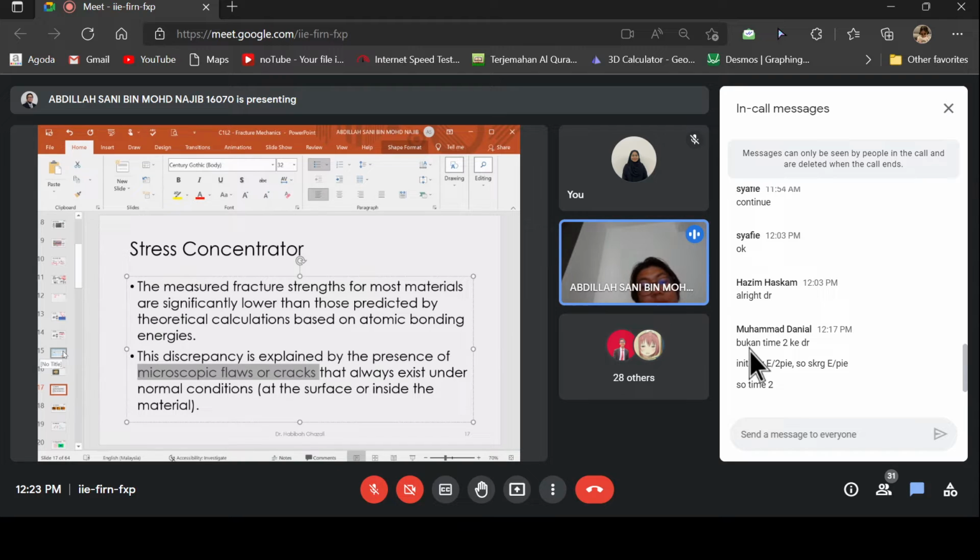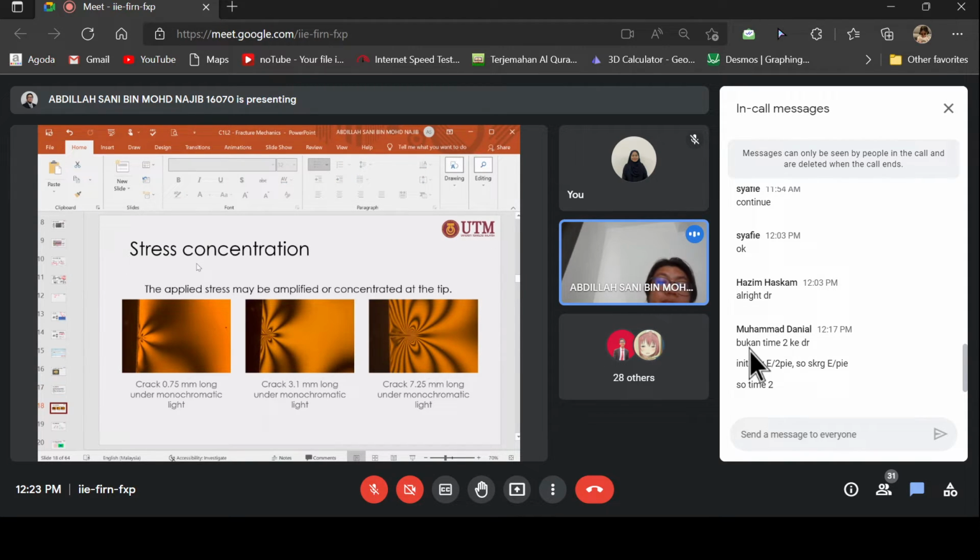This is a simulation, a crack 0.75. You see that this is a crack, although it's not that obvious. Let me zoom in. So this is the crack.